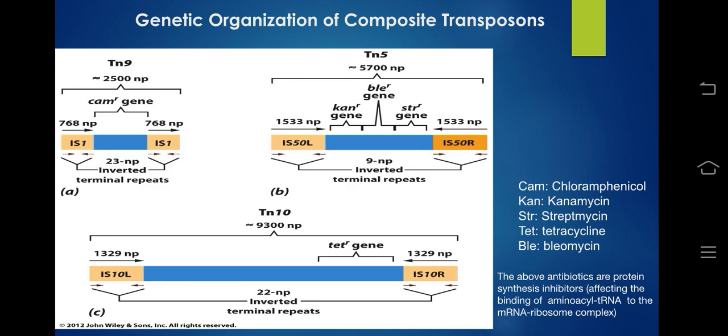Genetic organization of composite transposons. Chloramphenicol, kanamycin, streptomycin, tetracycline, bleomycin. The above antibiotics are protein synthesis inhibitors affecting the binding of aminoacyl tRNA to the mRNA ribosome complex.